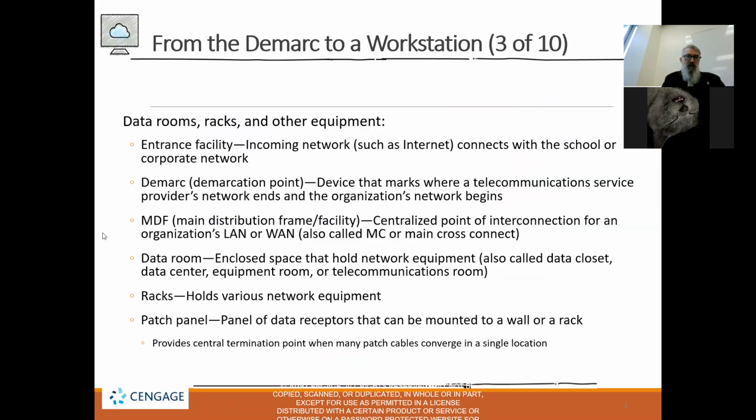So we have data rooms. Now, mentioned a minute ago was the entrance facility. That's where the DMARC is located. So we only have one of those here on the campus. And the demarcation point is actually a little box there that does that. We have a main distribution frame. We have data rooms that generally are locked, racks within those, and we have this thing called a patch panel.